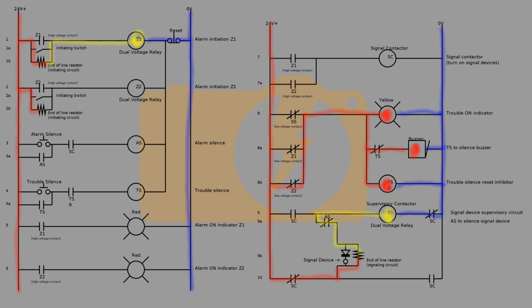If the trouble silence push button on rung 4 were then to be pushed, current would pass through the now closed contacts TSR and through the coil TS. This would latch the relay TS in the on state because of the contacts on rung 4A. This also opens the normally closed contacts on rung 8A, silencing the buzzer. To reset this circuit, the reset button on rung 1 can be pressed, stopping current from flowing through the coil of relay TS.